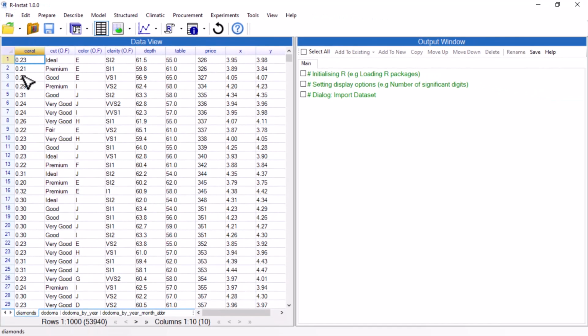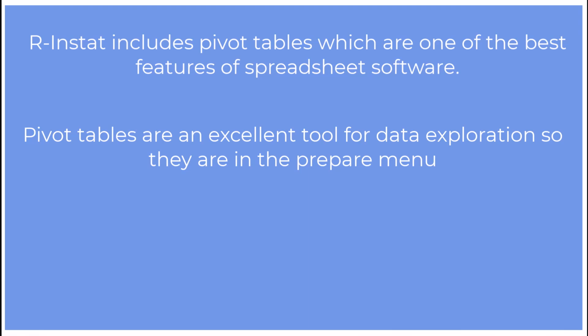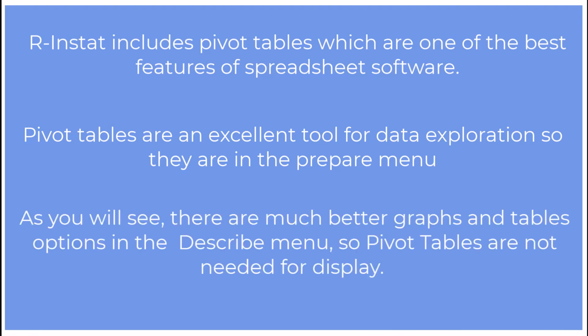R-Instat is set up similarly to a spreadsheet software. You have multiple sheets of data in what we call a data book. It also includes pivot tables, which are one of the best features of spreadsheet software. In R-Instat, pivot tables are promoted as an excellent tool for data exploration, hence their inclusion in the Prepare menu. As you will see, there are much better graphs and table tools available in the Describe menu, which provides a wide range of highly customizable display options.